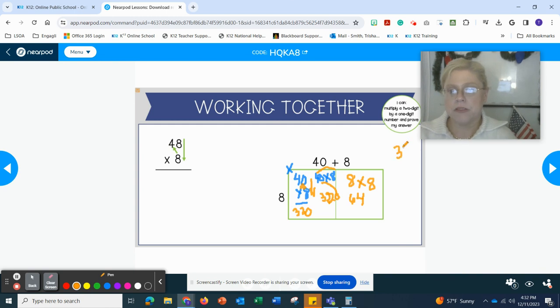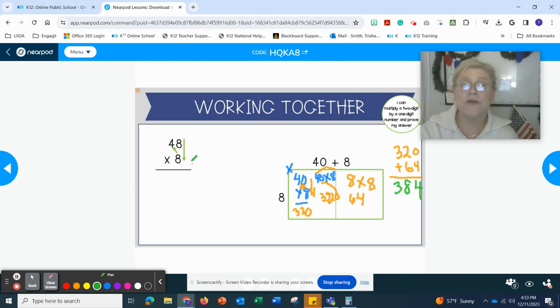So 320 plus 64. And change up my pen color. 0 plus 4 is 4. 2 plus 6 is 8. And 3 plus 0 is 3. So we have 320 plus 64 is 384.